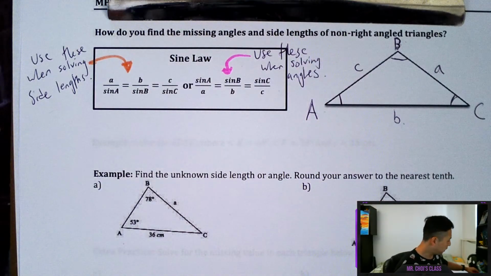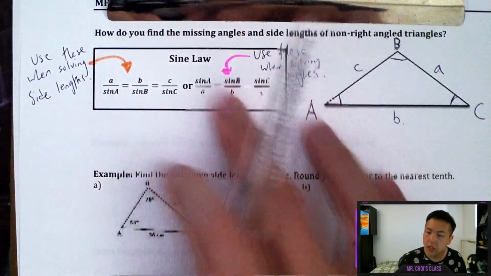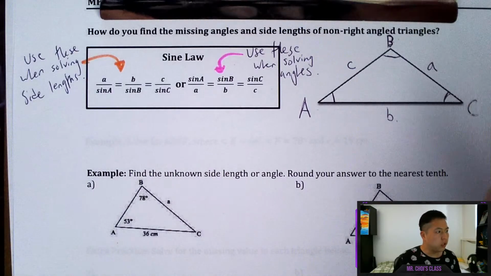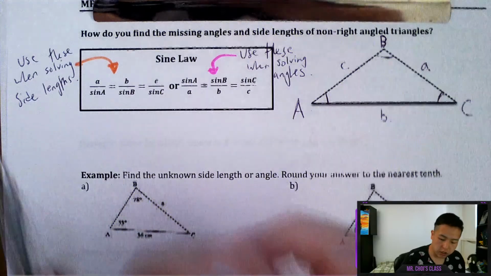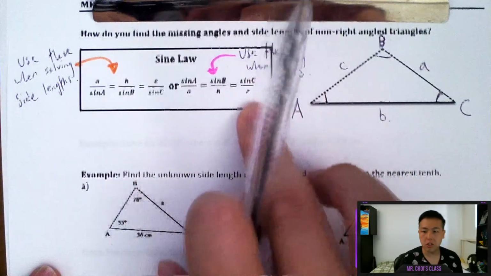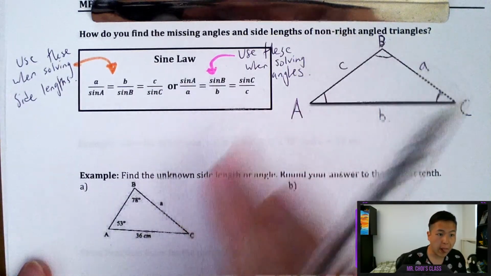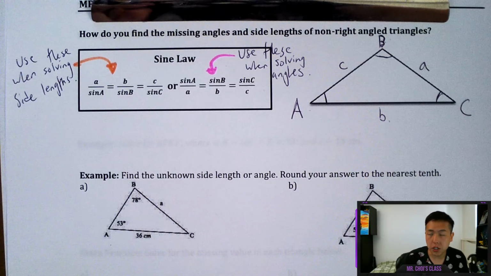So that's important there. Okay? So use these when solving side lengths, use these when solving angles. So the main thing you also have to know though is that we can only use this law in a specific scenario. And that scenario, don't you need to flip it to sine inverse anyway? So sine inverse is just a step.